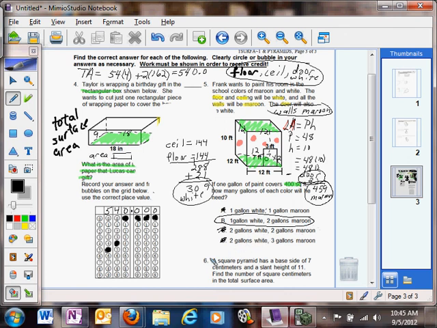And yes, that was a lot of work. But if you know how to use your calculator, if you know how to use your formula chart, if you can tell these shapes, you can knock this problem out in less than 10 minutes.